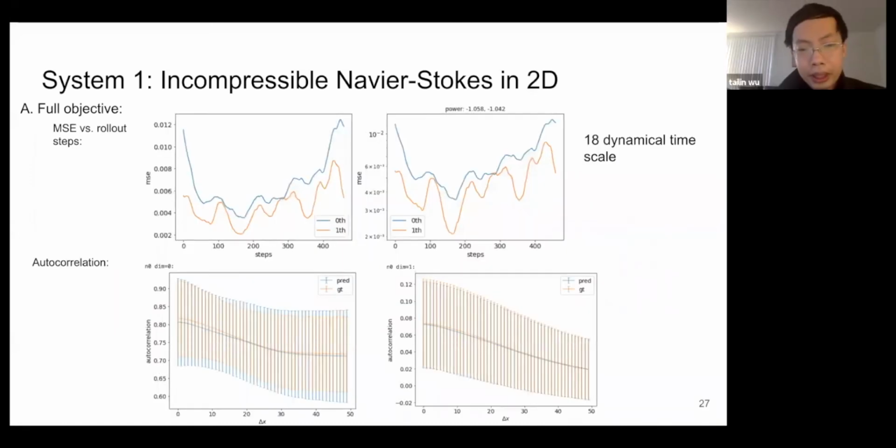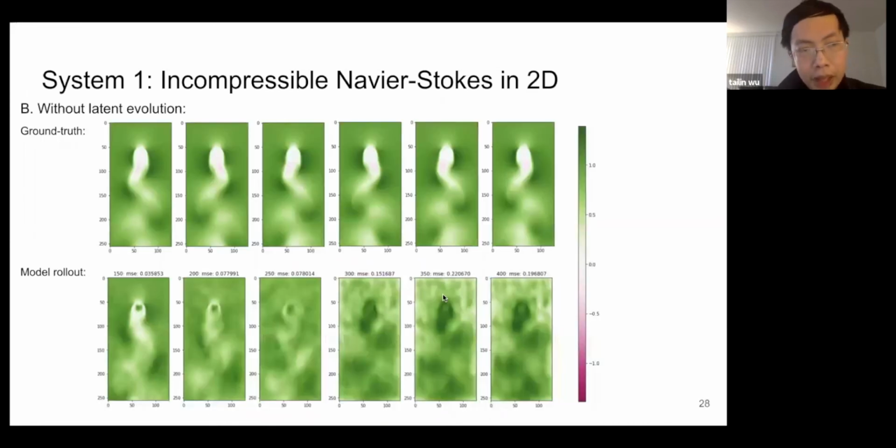Yeah. So here we can see that this autocorrelation also corresponds well to the ground truth. So now we will want to see how different components of the loss contribute to the.